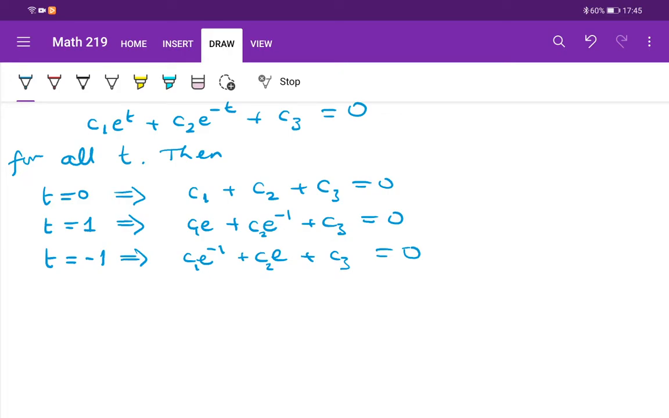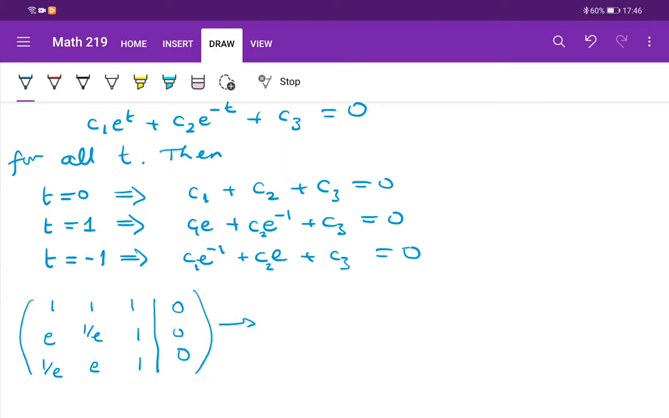So if we can show that C1, C2, C3 here necessarily must be 0, then we're done. So let's work out what the set of solutions of this homogeneous system is. So we write down the augmented matrix. This is 1, 1, 1, e, 1 over e, 1, 1 over e, e, 1. So that's our augmented matrix.